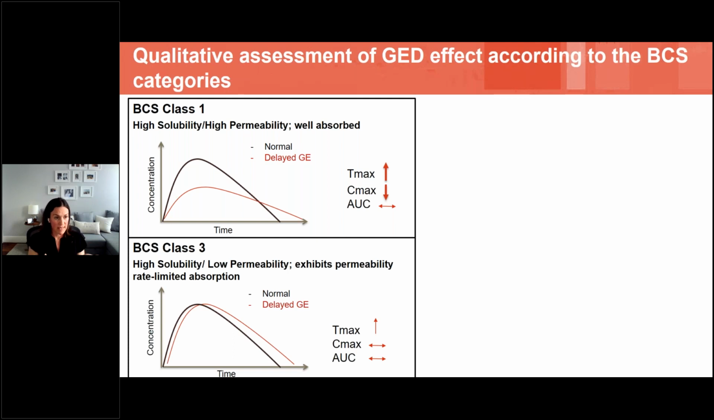Drugs that belong to the BCS class 3 category, which again have high solubility but low permeability, are not really expected to be affected. It's because the rate limiting step for the absorption of these molecules is the permeation through the intestinal wall. Therefore, when you change gastric emptying time, you will not really see an effect on the absorption. This is why you would not expect a change in Cmax or AUC, and you might see just a delay in the Tmax.